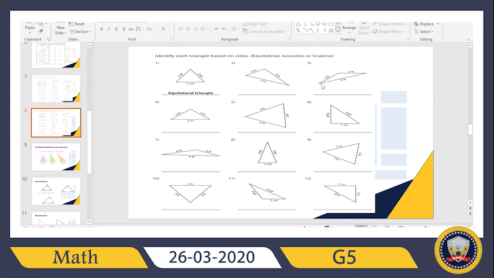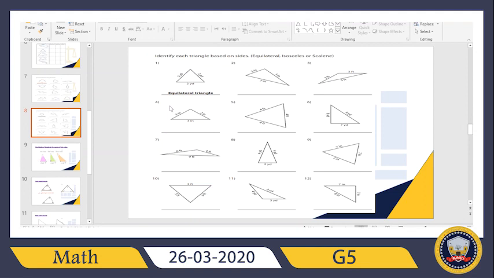Number 3. Here the first side equals 3 feet, the second side equals 3 feet, and the third side equals 5 feet. So I only have two sides which are equal to each other. So I call this triangle an isosceles triangle, right? Isosceles triangle. Yes, you are right.